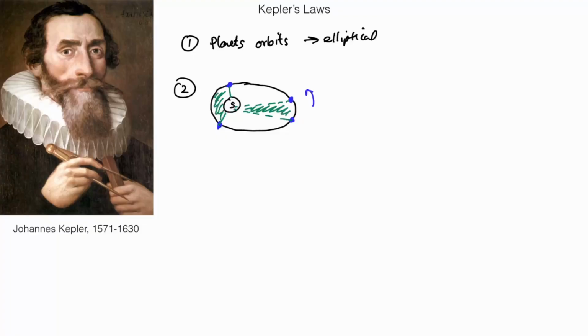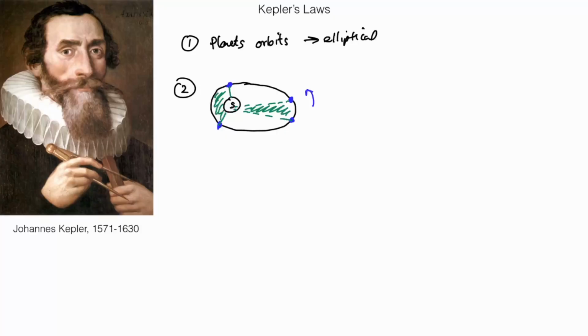So if the Earth has to move a greater distance in the same amount of time, what do we know about how fast it's going? It's going faster there. So another way to talk about Kepler's second law is that planetary orbital speed is fastest when the object is closest to the thing that it's orbiting. You get further away, orbital speed goes down.